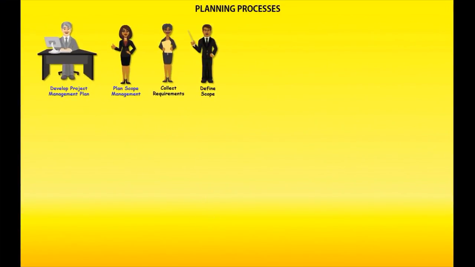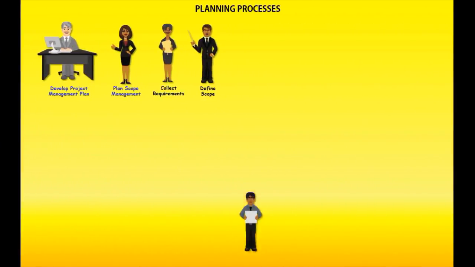Next process is called define scope. In define scope, this is where we are defining the work that must be accomplished to achieve the requirements that we've just identified. We come out with a document known as a project scope statement. And within the project scope statement, we have assumptions, we have constraints, we could have inclusions, exclusions, deliverable description, and the acceptance criteria for the project.